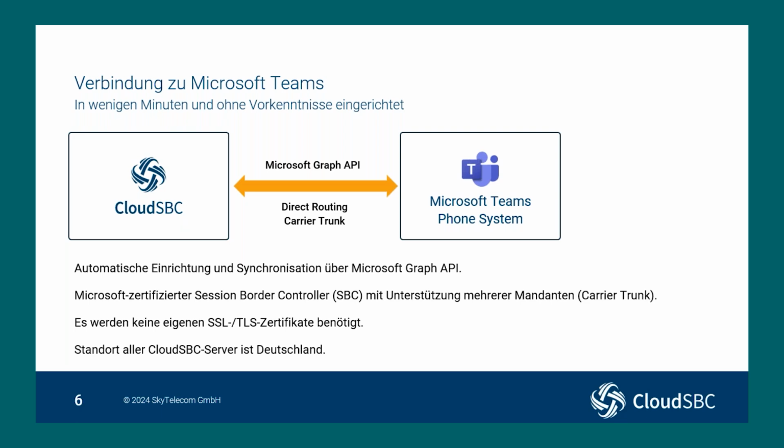But after you authorized the CloudSBC connection to Microsoft, to your Microsoft 365 tenant, the automatic configuration is done via the so-called Microsoft Graph API. It's all done in the background. There is no need for PowerShell scripts or any manual configuration in the Teams Phone Admin Center. This is all done automatically. And you won't even see an own session border controller in your Teams Admin Center.